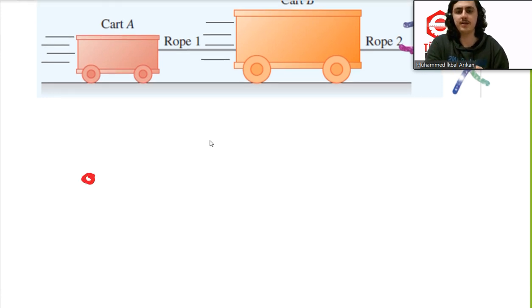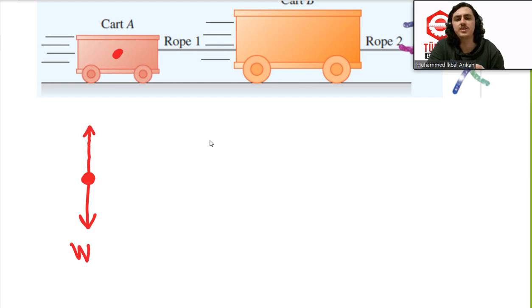So let's start with card A. I can put just a point. You don't have to draw the same shape, just put the forces. Let's say this is card A, just a particle, and show the forces. I have the weight pulling down, and as you know from the third law, I must have a reaction force coming from the ground, the normal force. Because this object is frictionless, I will not put a friction force. But from rope 1, I have a tension force. So it will have only 3 forces.